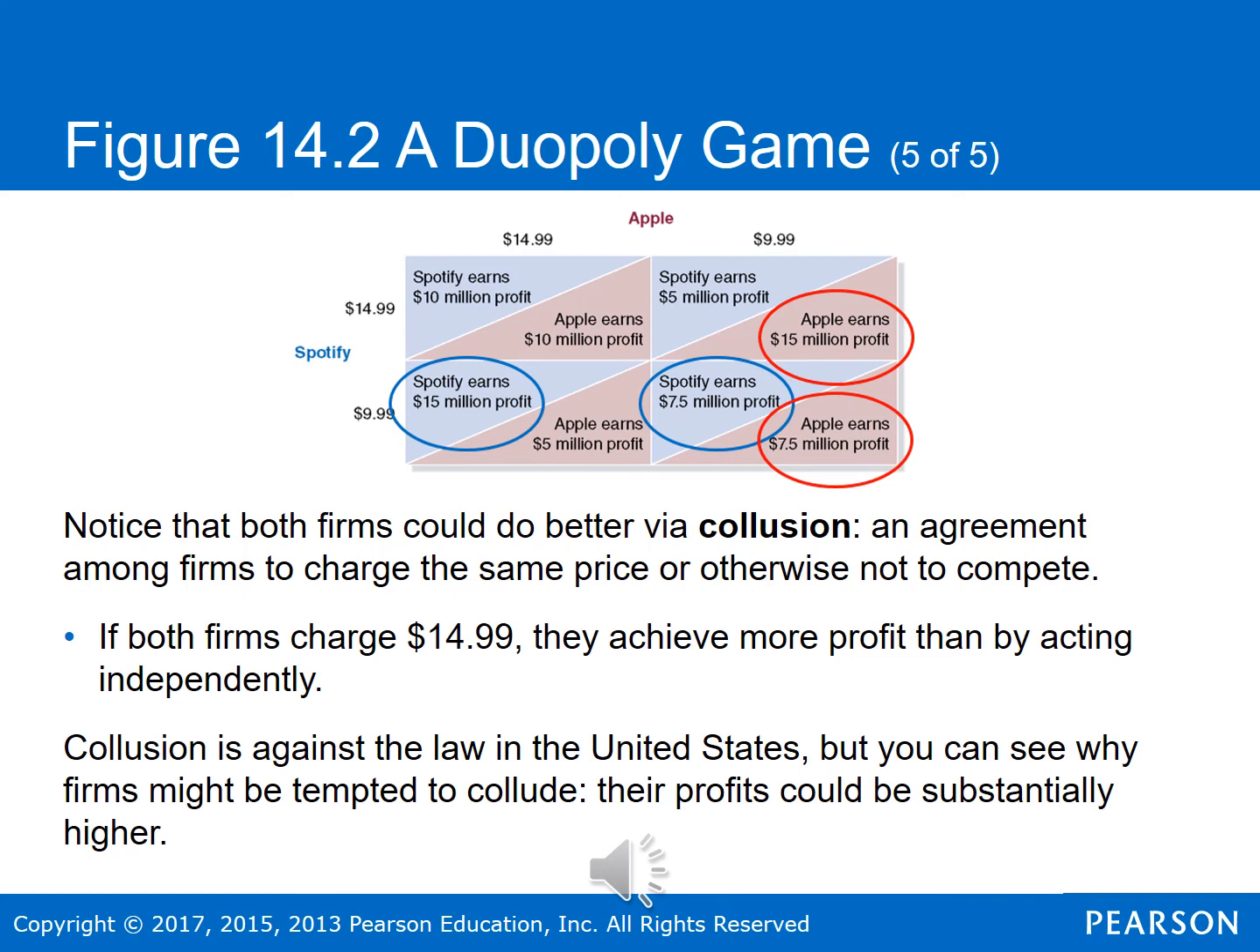However, in practice, it's often difficult for firms to collude because, as you see, each one has an incentive to cheat. If Spotify would collude with Apple, they'd agree to charge a high price, $14.99. Spotify could then drop their price to $9.99 and earn that $15 million profit instead of a $10 million profit. Likewise, Apple could do the same to Spotify. Because they have that incentive to cheat on each other, they end up charging lower prices, which ends up making consumers better off.